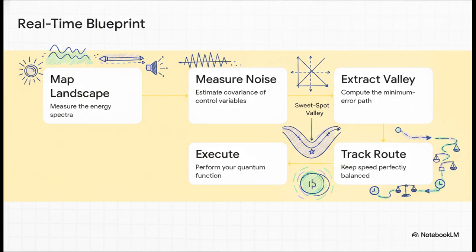1. You map the energy landscape using spectroscopy. 2. You measure the current environmental noise. 3. You mathematically extract the absolute optimal sweet spot valley. 4. You track your adiabatic route, keeping your speed perfectly balanced. And 5. Once you're safely positioned, you execute your quantum function.